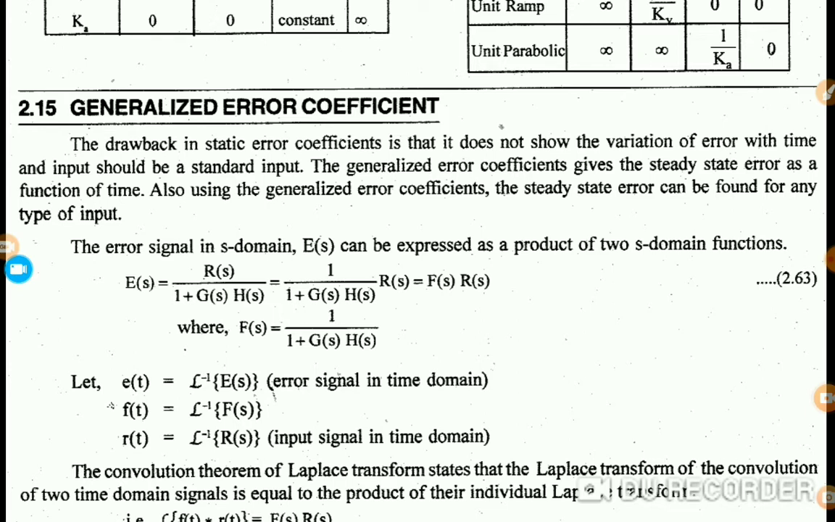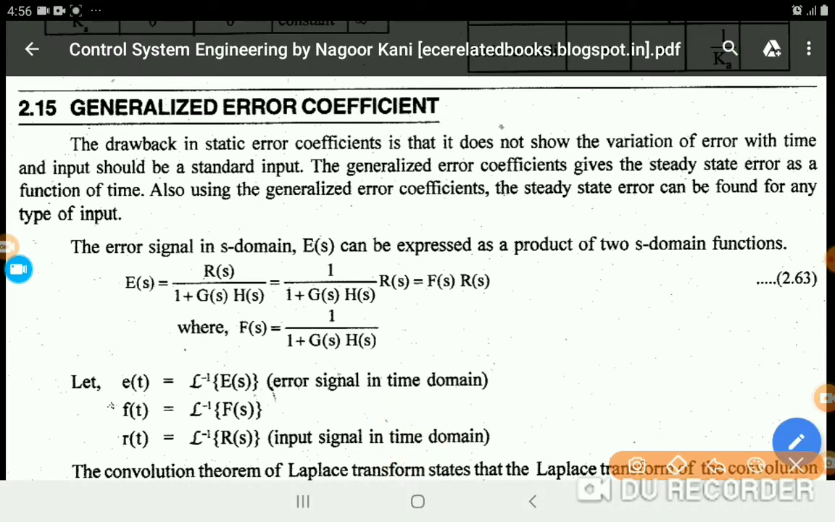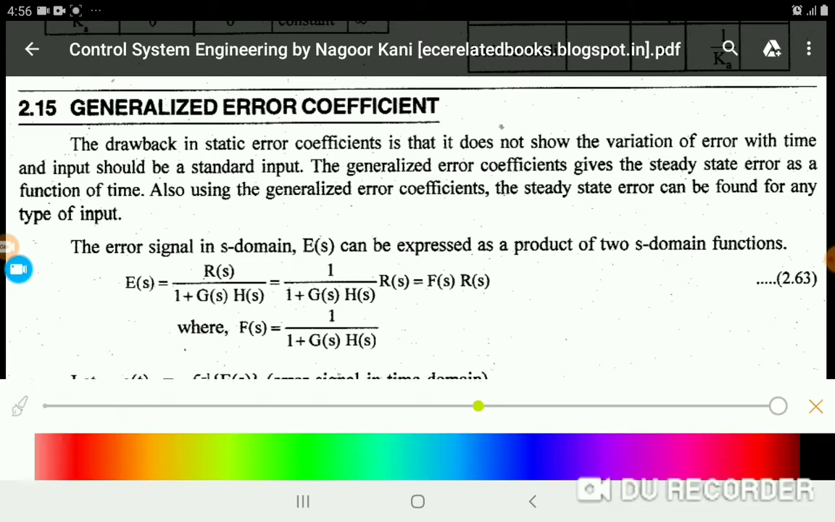Here, before, we have completed steady state error coefficients of Kp, Ka and Kv. So what makes the difference between the generalized error coefficient and this steady state error? We'll discuss and move on to the same.